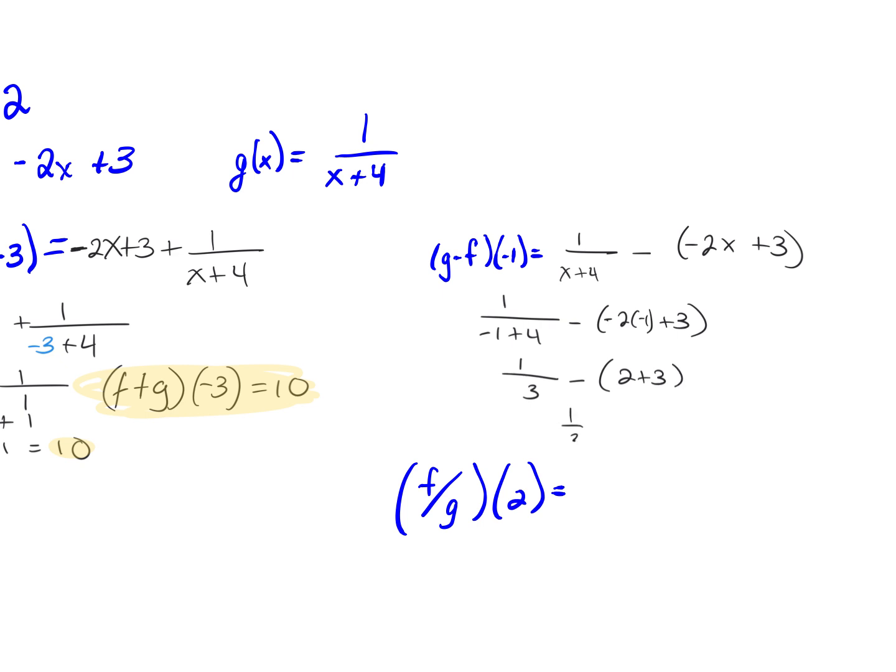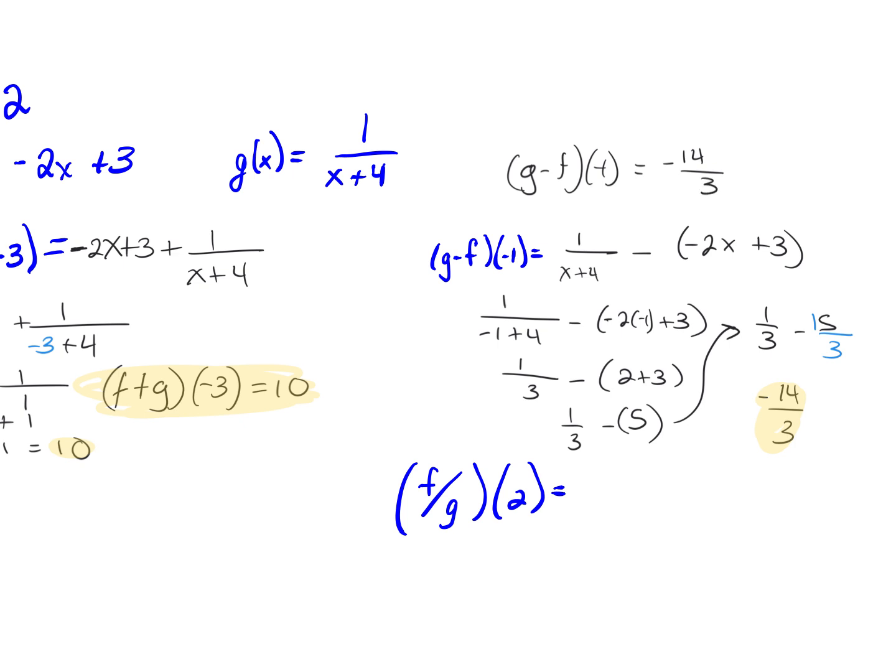So that's going to be 1 over 3 minus 5. And then I'll rewrite it as 1 over 3 up here, minus 5. And I can make that into a fraction by multiplying the top and the bottom by 3. So I get 15 over 3. So I'm going to get negative 14 over 3 as my final answer. So if you want to write it in the full format, it would be g minus f of negative 1 equals negative 14 over 3.